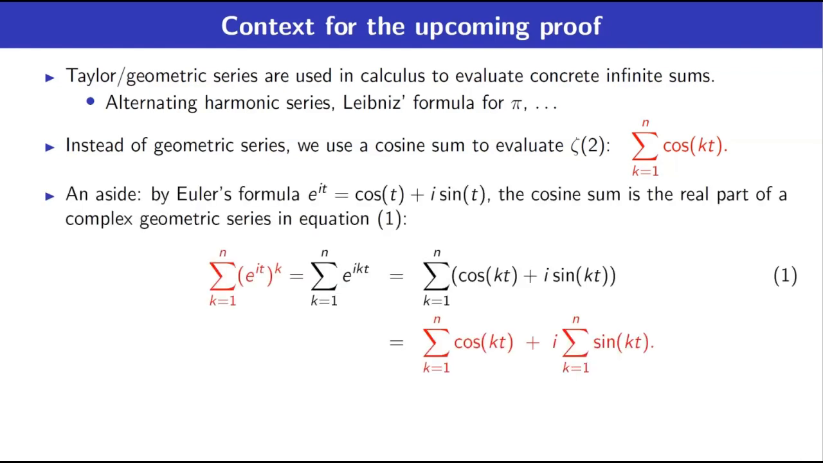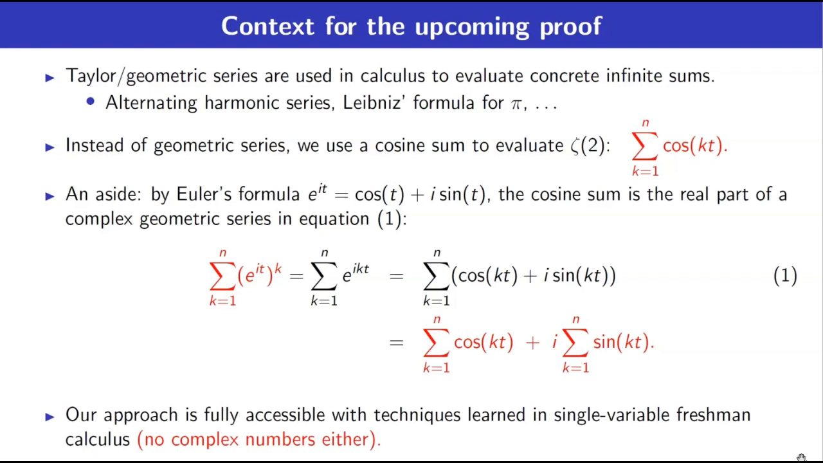As an aside, Euler's formula shows that there is still a geometric series in disguise here. The cosine sum appears as the real part of this complex geometric series in equation 1. You can unpack this bit at your leisure, but we're not going to linger on it here. The upcoming proof is fully accessible with techniques that you learn about in single variable calculus, and there's nothing about complex numbers that you need to know.